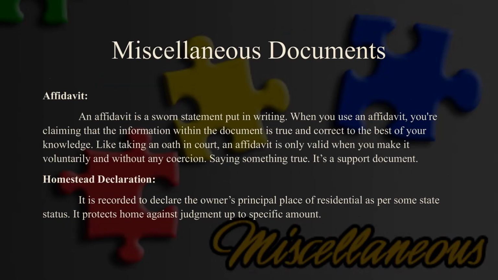Next miscellaneous document is affidavit. An affidavit is a written legal document. Affidavit means saying something true or on oath, and it's a support document. Next miscellaneous document is Homestead Declaration. It is recorded to declare the owner's principal place of residence as per some state statute. It protects the home against judgment up to a specific amount.